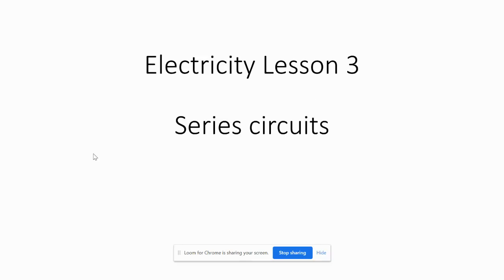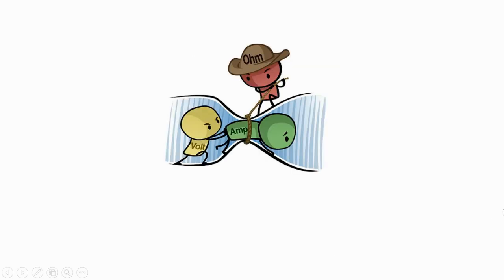Hello and welcome to Electricity Lesson 3. Today we're going to be looking at series circuits. We'll just have a quick recap of last lesson. So last lesson we looked at the relationship between current, potential difference and resistance.